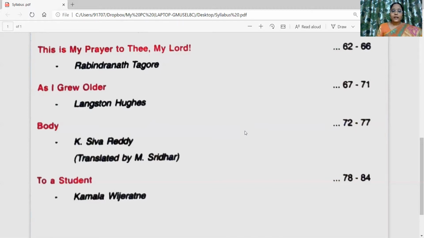Body. It's written by K. Sivareddy and translated by M. Sridhar. This poem was actually written in Telugu, and it was translated into English by M. Sridhar. So, it's a very great poem.